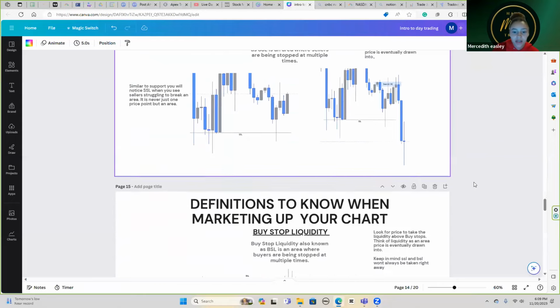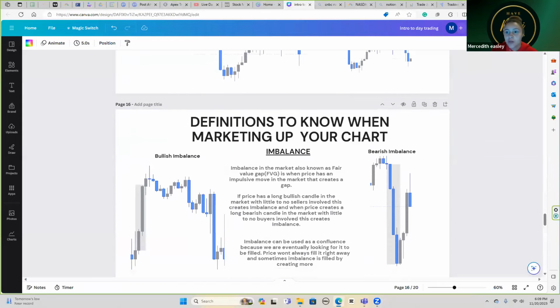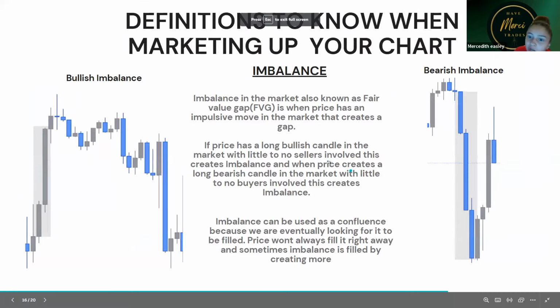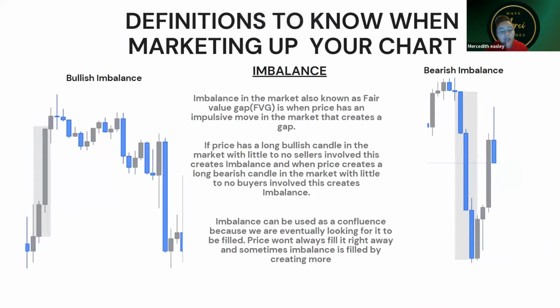Great questions, you guys. All right, so we also have imbalance. Imbalance in the market, also known as fair value gap, is when price has an impulsive move in the market that creates a gap. If price has a long bullish candle with little to no sellers involved, that creates a gap in the market. When price creates a long bearish candle with little to no buyers involved, that also creates a gap. We look for price to fill these gaps, okay?